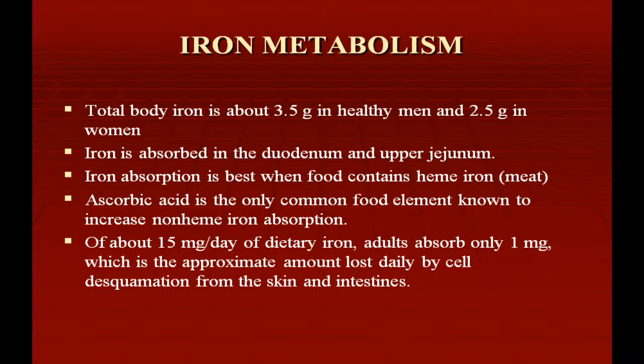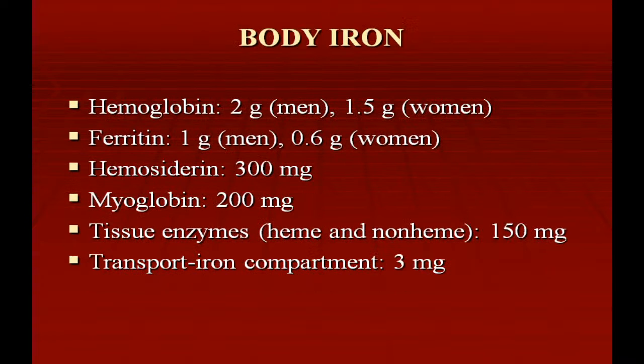And you see that the storage of iron in the organism, iron is present in different substances. You see body iron is spread in such a way. So in hemoglobin in men and women you see 2 and 1.5 grams, then ferritin, hemosiderin, myoglobin, tissue enzymes and the transport iron compartment. So you see where iron takes place, in what processes, in what biochemical substances. And how the human organism stores iron in general.